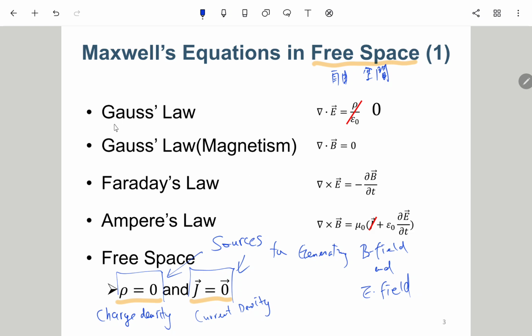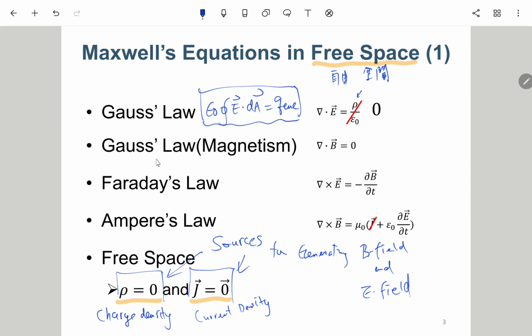So for Gauss law, originally for the integration form, you will be more familiar with something like this: the closed integral of E dot dA equals Q enclosed over epsilon naught. In differential form, on the right side it becomes charge density, and here we just assume that rho is 0. So on the left side, divergence of E equals 0.